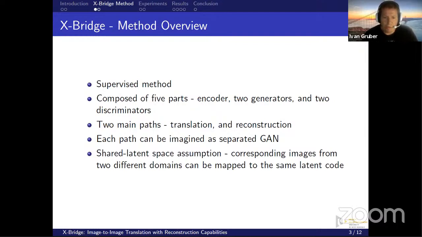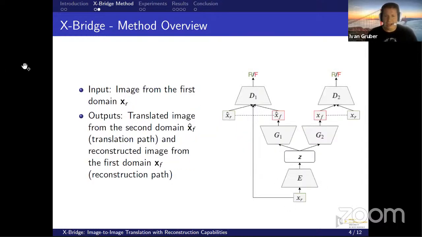Our method also works with a shared latent space assumption, which means that we assume that corresponding images from 2 different domains can be mapped to the same latent code. Now, at the right, you have a simple scheme of our method.